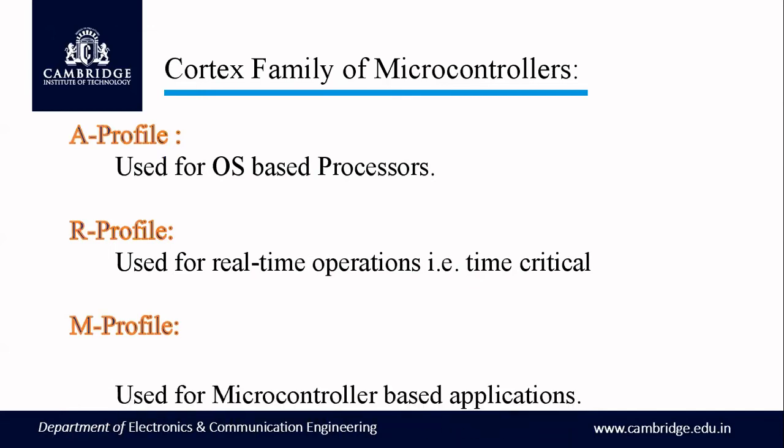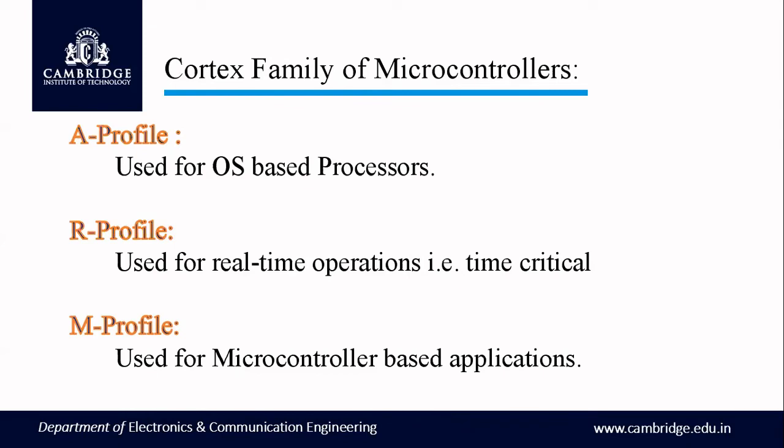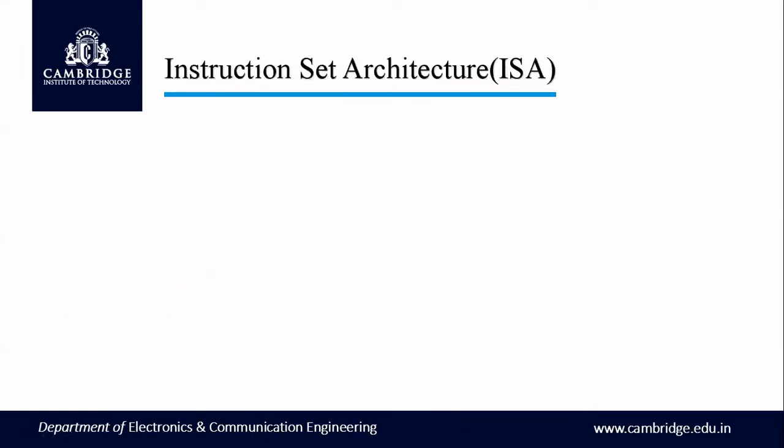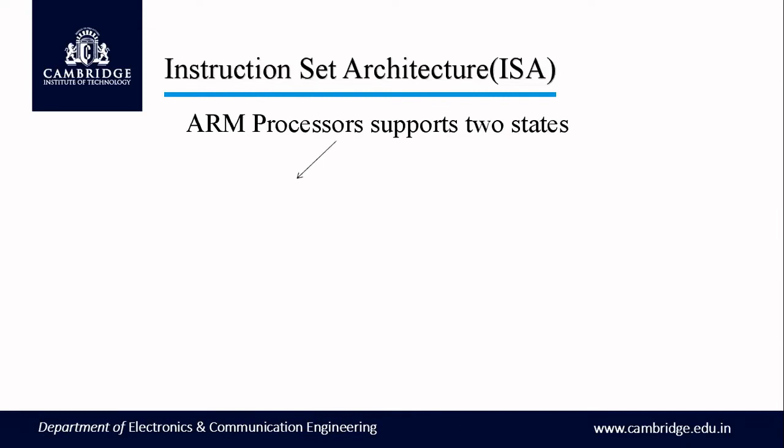Next, you have M profile, which is used for microcontroller based applications, which are basically used to provide low cost solutions. So where cost is a key factor, they go for the M profile category of Cortex family of processors. So these are the 3 profiles for the Cortex family of microcontrollers. Now we would look into the instruction set architecture. So the ARM processors support broadly 2 states: ARM state and thumb state.